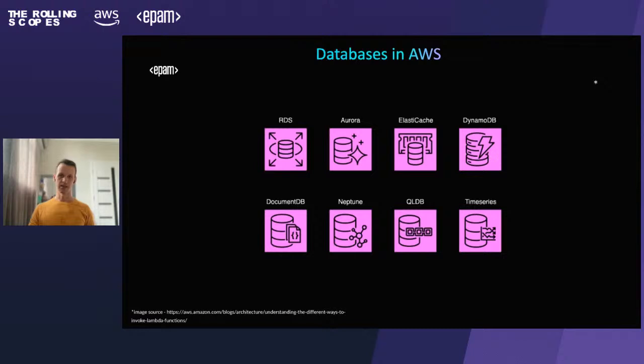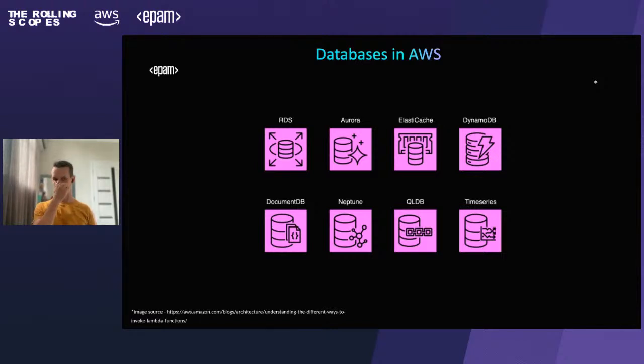Next database is Neptune. Usually it's used for any application which drastically relies on the connections between data. So you can think about it like maybe a social network. Whenever someone sends a like or makes a friend with someone else, all of these relations may be quite easily and conveniently stored in the Neptune database.